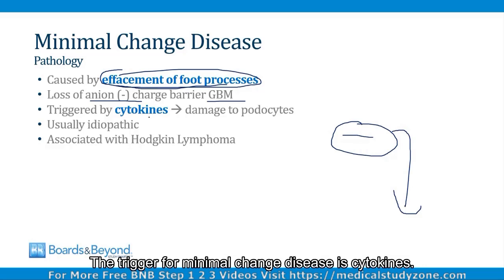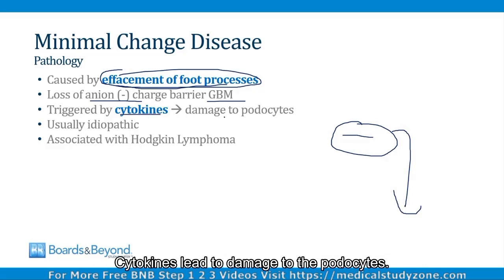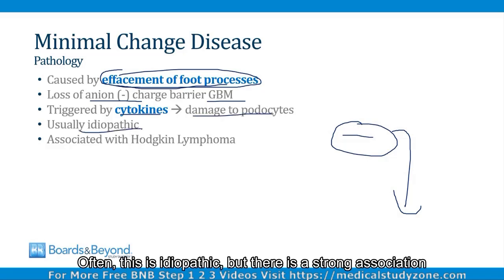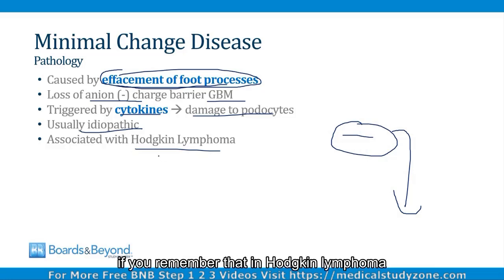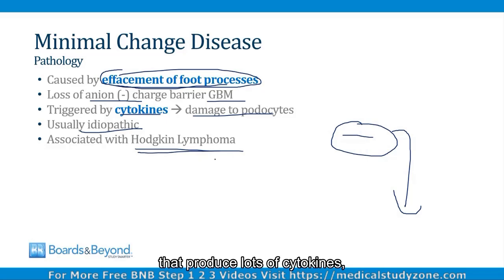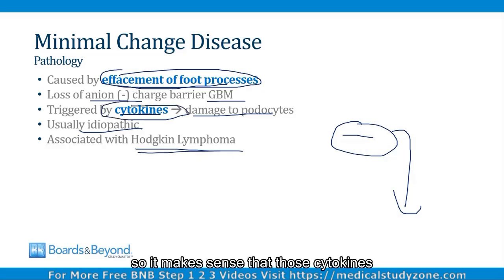The trigger for minimal change disease is cytokines. Cytokines lead to damage to the podocytes. Often this is idiopathic, but there is a strong association between minimal change disease and Hodgkin lymphoma. And that should make sense to you if you remember that in Hodgkin lymphoma there are Reed-Sternberg cells that produce lots of cytokines. So it makes sense that those cytokines could travel to the kidneys and cause minimal change disease.